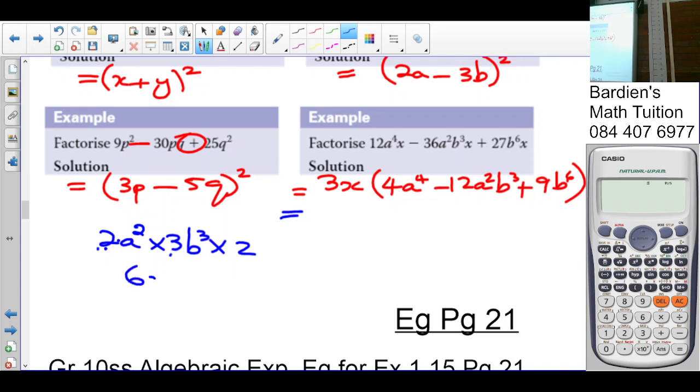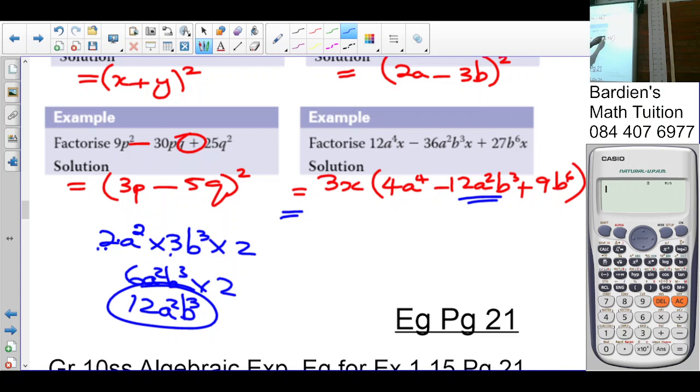a squared times b cubed is a squared b cubed, times 2. So what is 6a squared b cubed times 2? 12a squared b cubed. So now you see that this is there. Can you see that? Because it is there, it's a perfect square trinomial. If that term was anything other than 12a squared b cubed, it is not a perfect square trinomial. You understand? So since it is there, I can apply the perfect square trinomial rules here.